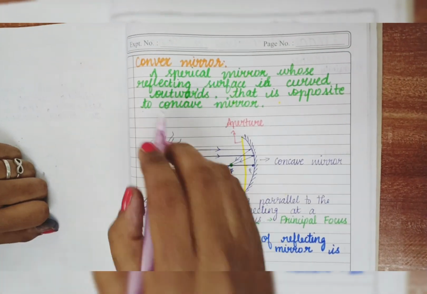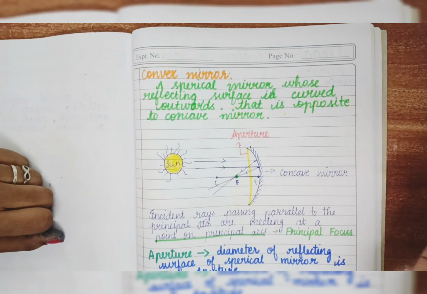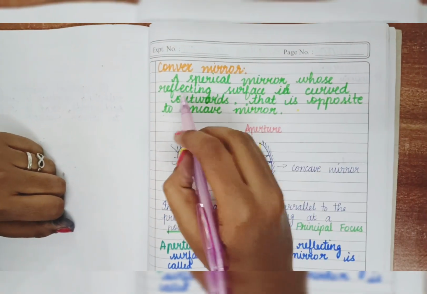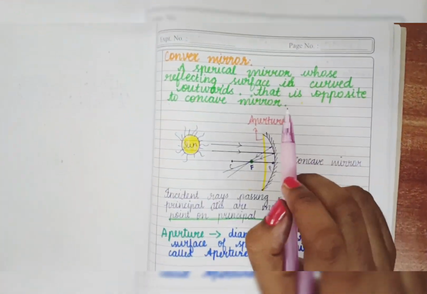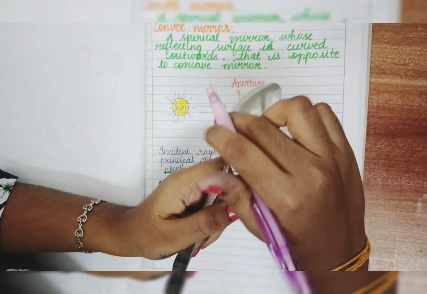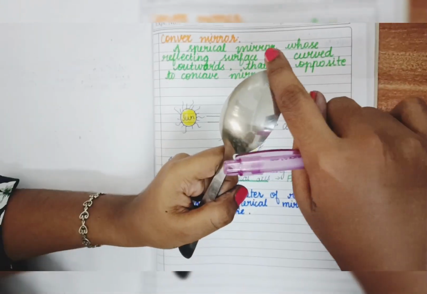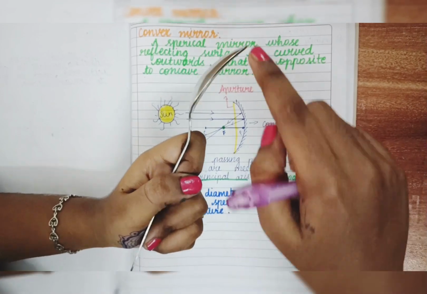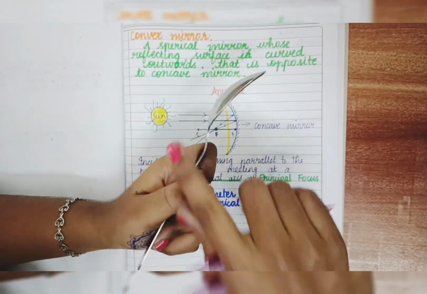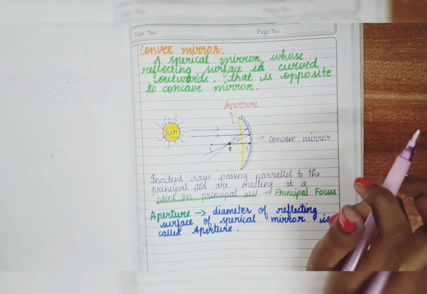Now let's understand what is a convex mirror. A convex mirror is also a spherical mirror whose reflecting surface is curved outwards. I have already told you this is the convex mirror. So the reflecting surface of the convex mirror is curved outwards, that is opposite to the concave mirror.